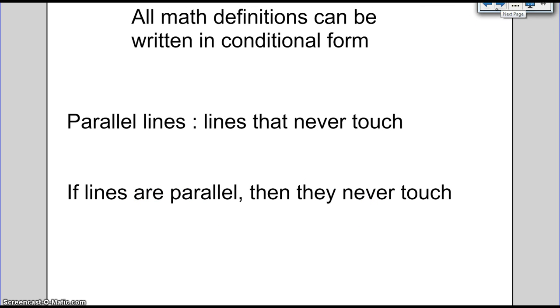So all math definitions can be written in conditional form. The definition of parallel lines is lines that never touch. So in conditional form it is: if lines are parallel, then they never touch. Okay?